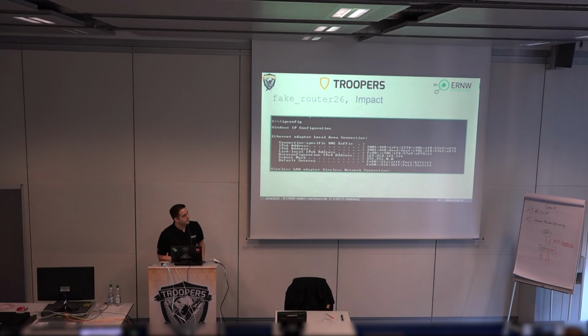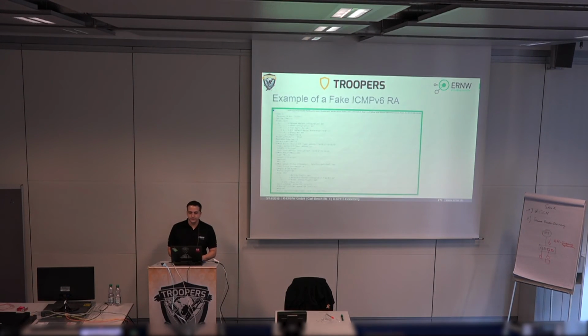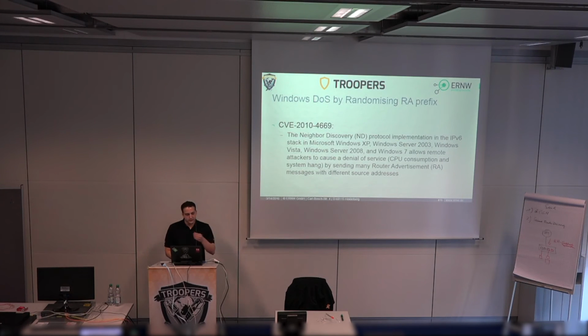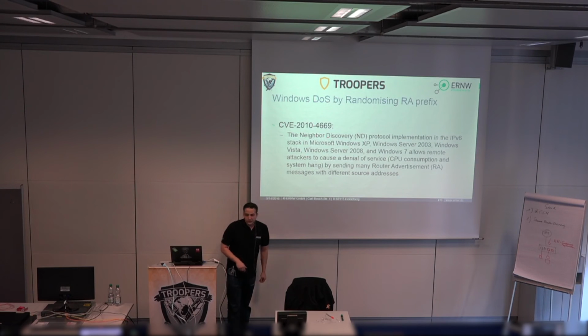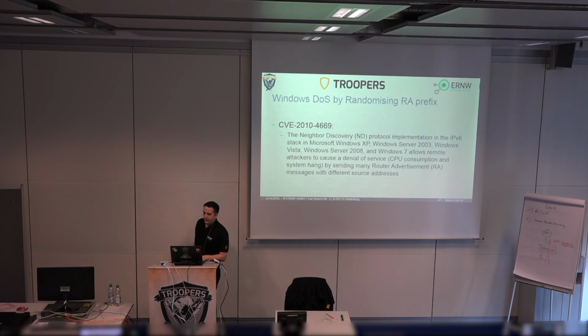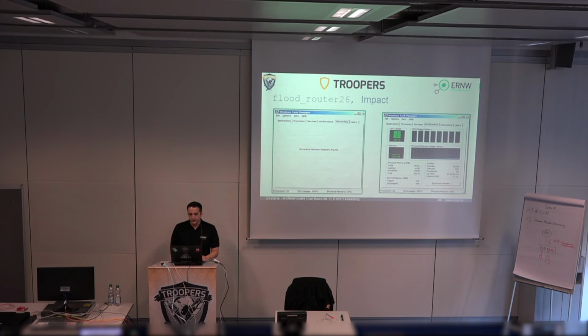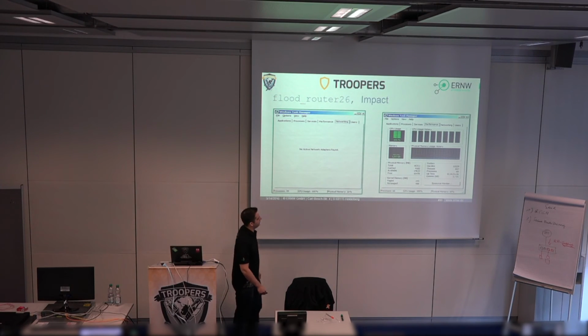Yeah, we already discussed this, fake router 2.6. And this is the CVE, as you can see, from 2010. The protocol implementation on these operating systems allows remote attackers to cause denial of service by sending many router advertisement messages with different source addresses. And this was the initial behavior of Microsoft-based systems.